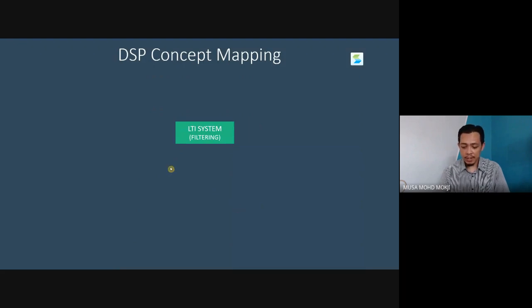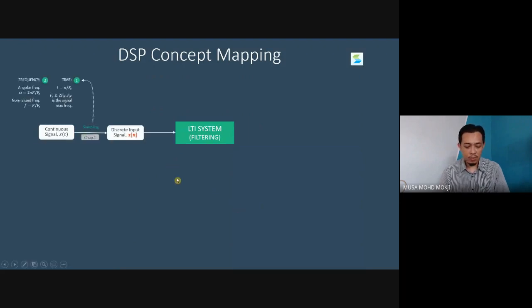And what we have here is the one that we have seen in chapter 1. So we have seen what sampling is, from a continuous signal into a discrete time signal. And then of course, this is a system. Okay, so what is a system? A system is where you have an input, and then you do something to the input so that you get a new form of signal as an output.